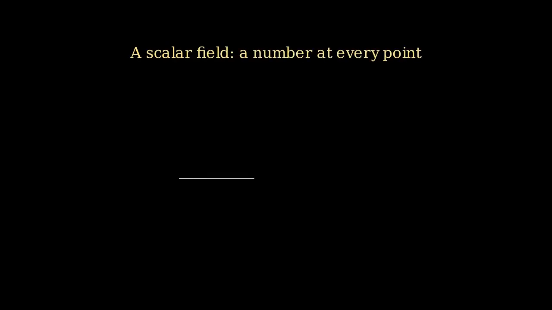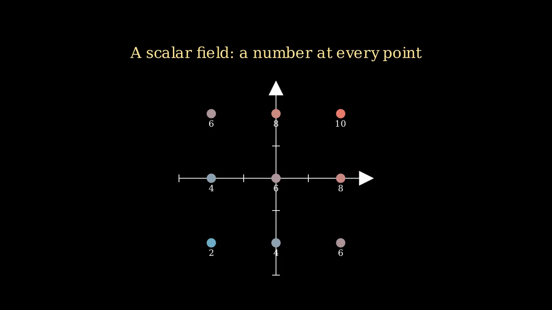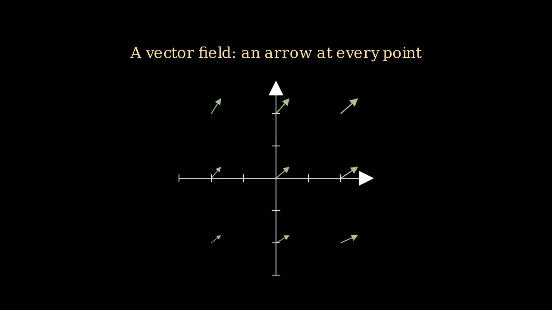You already know scalar fields, one number at every point in space. Picture walking around a room where every spot has a temperature reading. That's a scalar field. Now picture something different. At every spot, instead of a number, there's an arrow pointing somewhere with some length.